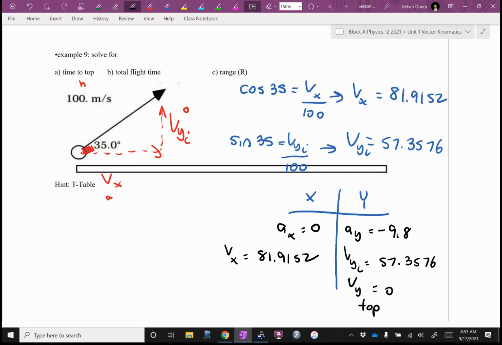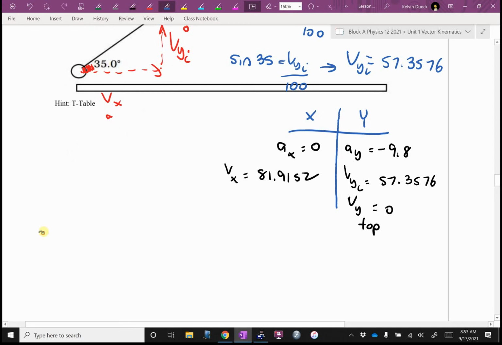The vertical column. How am I going to solve time? Vertically. So now, over here, I'll do a little part A, and I'll go, okay, t equals question mark.